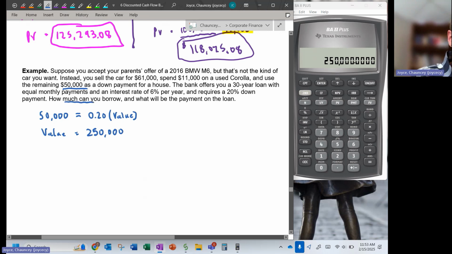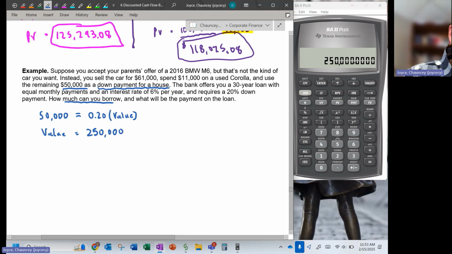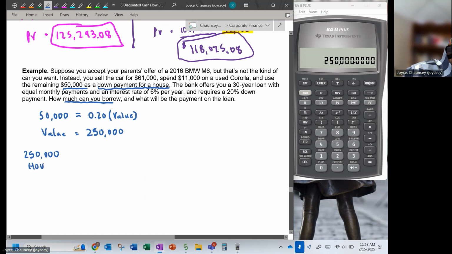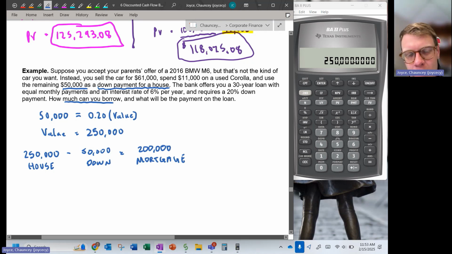That's not how much you're borrowing. When you say you're putting an amount down, or a down payment for a house, that means you're lowering your mortgage by that amount. So the amount you borrow is actually going to be the 250,000 house minus the 50,000 down, which makes your mortgage, or the amount you borrow for a home, only 200,000. Gotta love a job where you say only 200,000, don't you? That's the answer to the first question.